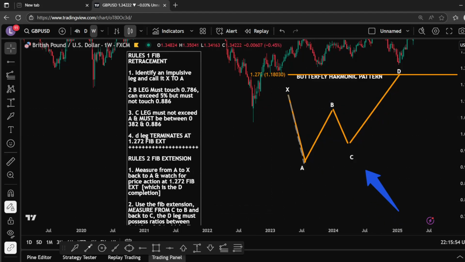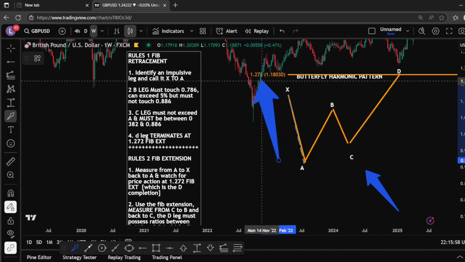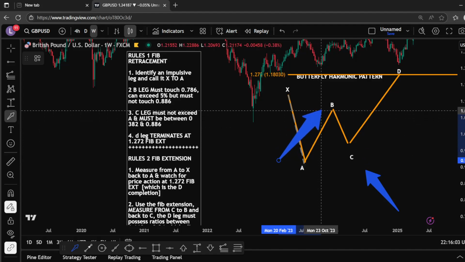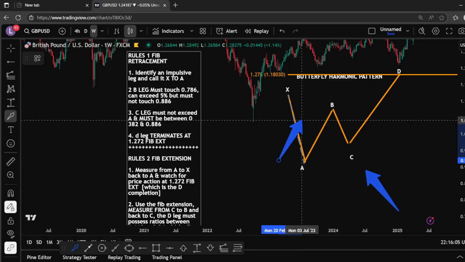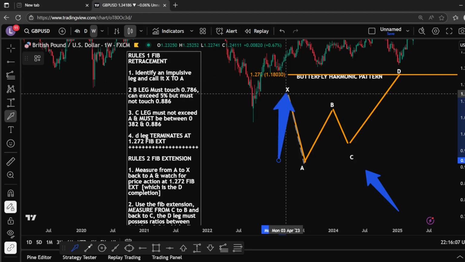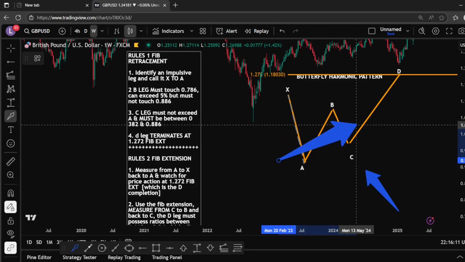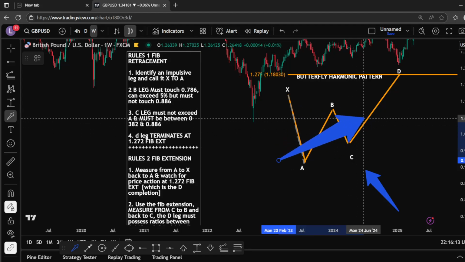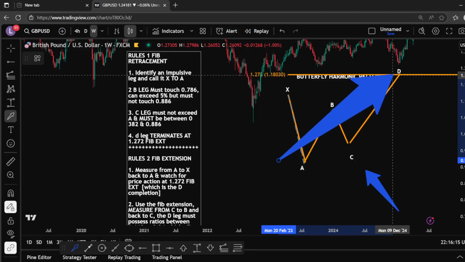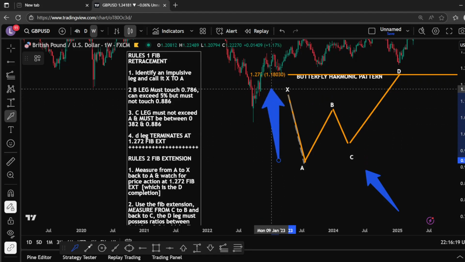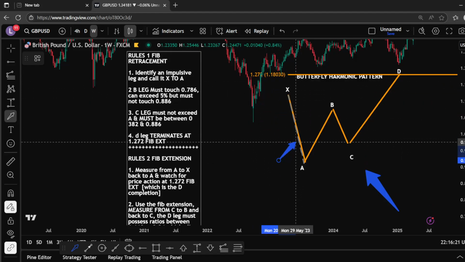So this is the 1.272 FIB extension of X to A. This is the first criterion that we need to follow, and all these are met. As the price is heading to the D completion, this will be the time that you plot your X to A leg.